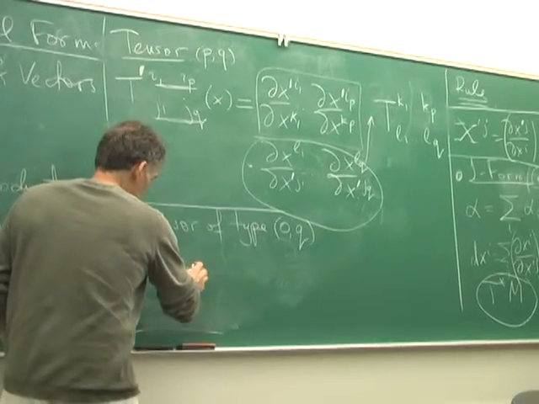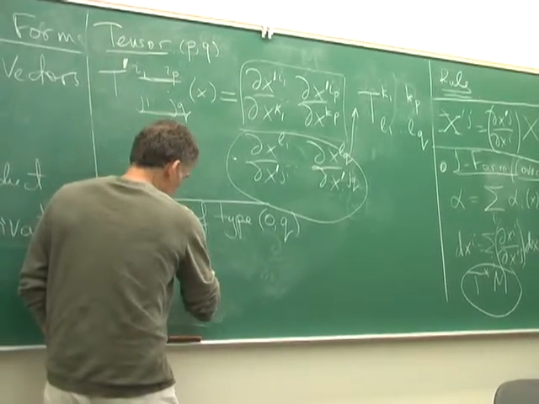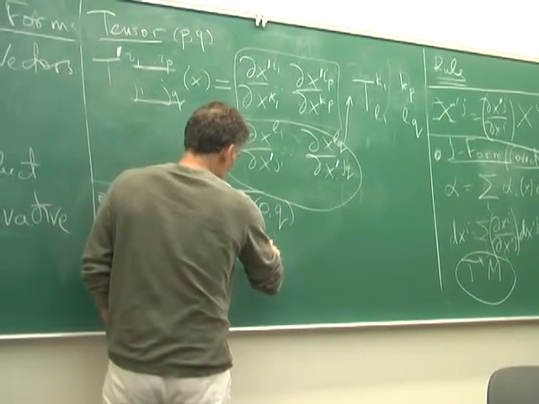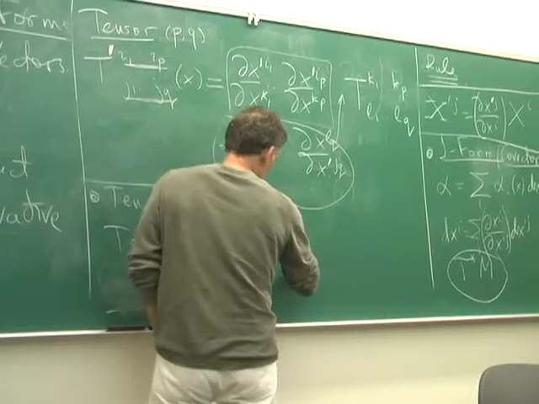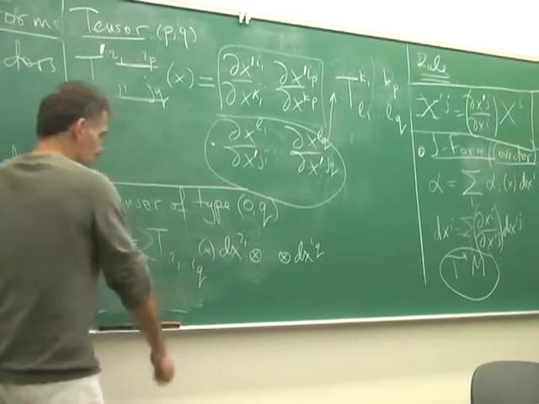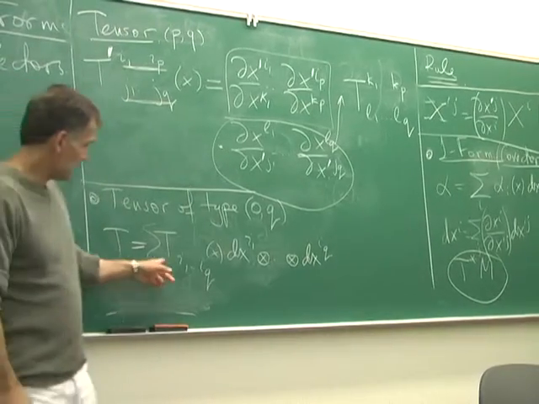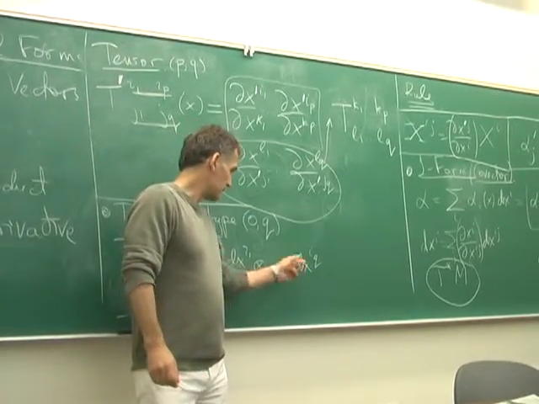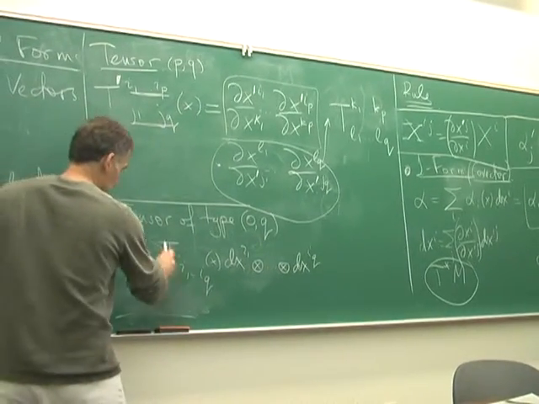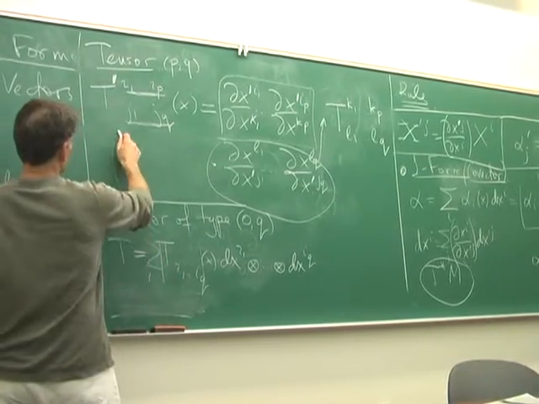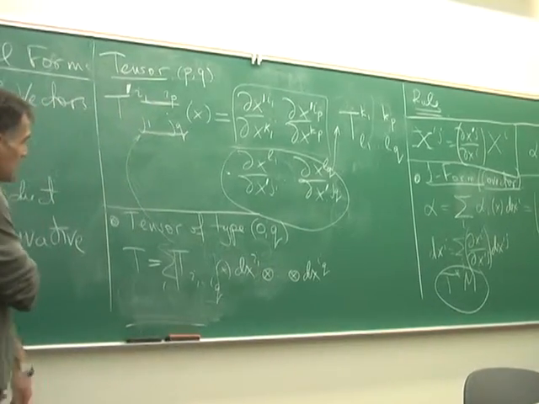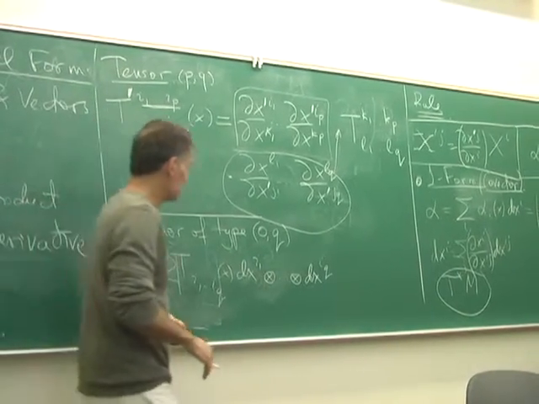T i1, iq, dx i1, dx iq. So that's, well, because there is a sum over all the i's. So these are the components, these are those differentials, that's a tensor product. Okay, so basically these are the components, and it transforms like this without that part. So this is an arbitrary tensor of type (0, Q).